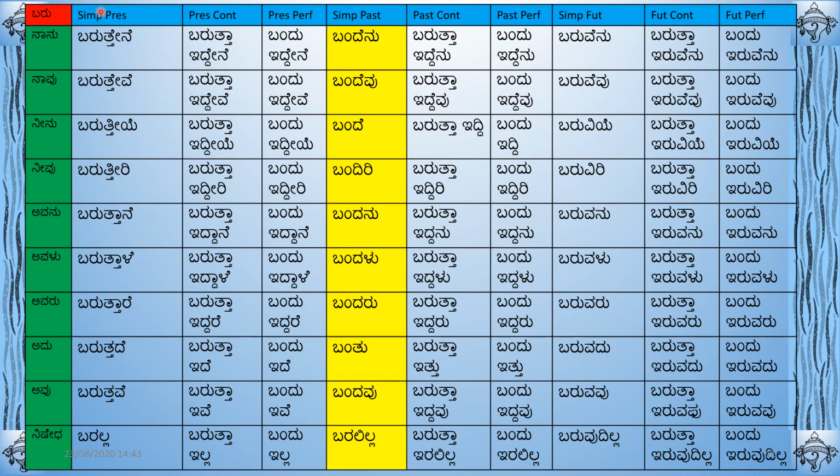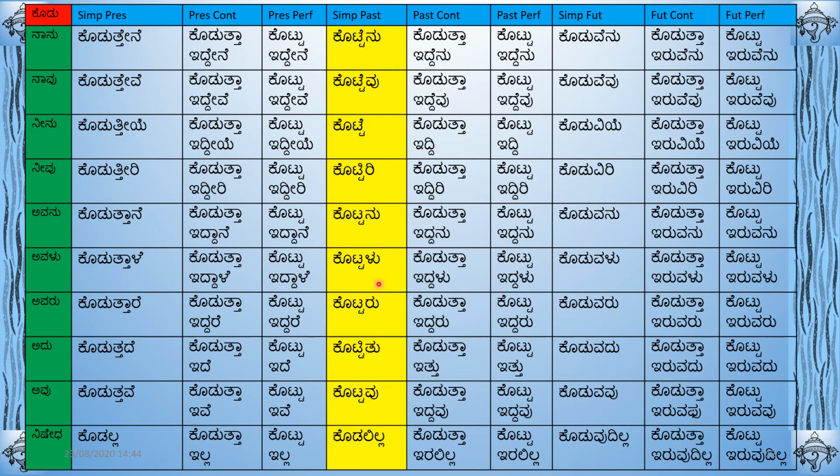So next is baru. Baru is to come. Again, it's an irregular verb in the past. So it will be bandenu, bandevu, bande, bandiri, bandanu, bandalu, bandaru, bantu. Again, the third person neuter is always unique. Bantu. Bus bantu, male bantu. It came, right? So you have to use bantu. ಬೆಳಿಗ್ಗೆಯಲ್ಲಿ ಹಾಲು ಬಂತು. Milk came in the morning, right? ಬೆಳಿಗ್ಗೆ is morning. ಹಾಲು means milk. ಹಾಲು ಬಂತು. It came. So bantu is very commonly used.